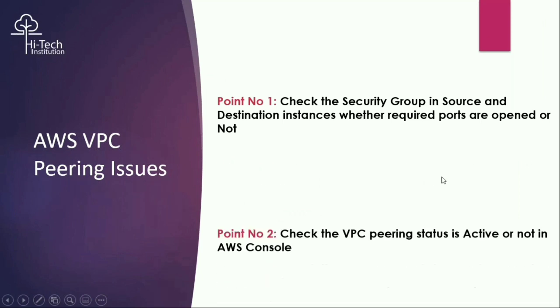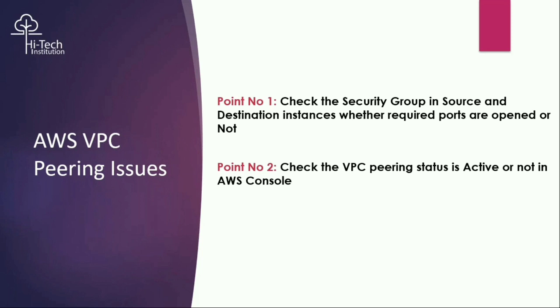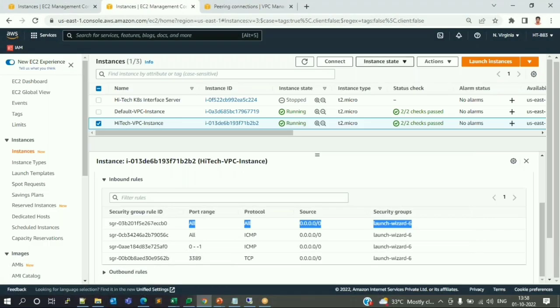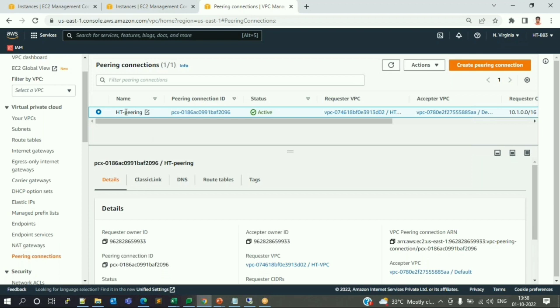I can go on to next point. VPC peering status is active or not. Okay, in AWS console, as soon as you created the peering, we need to check whether the peering status became active or not. Sometimes waiting for acceptance, sometimes failure, that status could be showing in the console. So how can we confirm is, go to your VPC console and check for your peering. The peering status should be active.